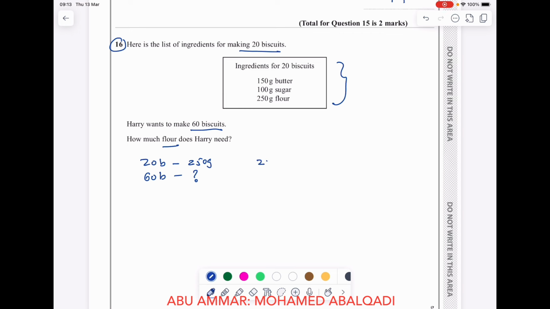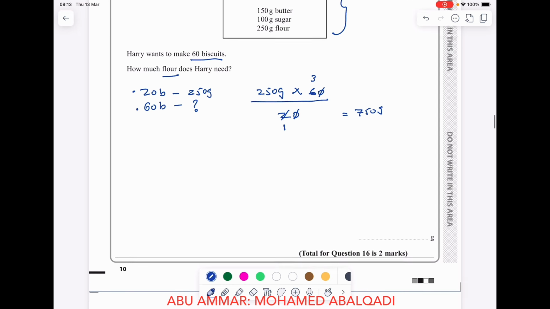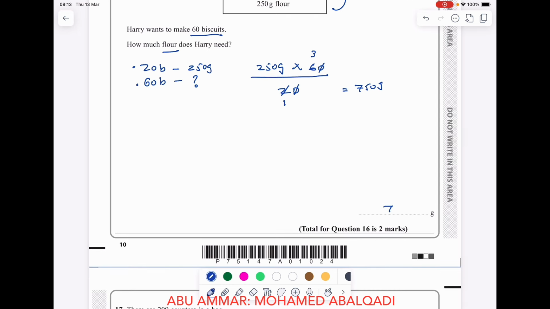So we take 250 grams. This is called cross multiplication. So 250 grams times the bigger number, because he will need more flour, so 60, and divide by the smaller number, which is 20. We can cross out the zeros from the bottom and the top. Then 2 divided by 2 is 1, and 6 divided by 2 is 3. 250 grams times 3 gives you 750 grams. So in order for Harry to make 60 biscuits, he will need 750 grams of flour.